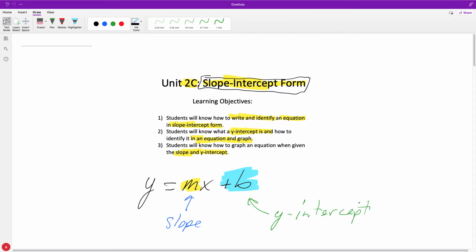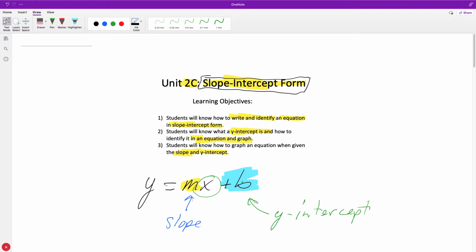That is something you will have to be able to identify. If you notice, the slope is being multiplied by our variable x, and the y-intercept is just what's being added or subtracted at the end. So it's our constant in this equation. Our slope, m, is multiplied by our x, so it's the coefficient of our variable x. And that b, our y-intercept that you'll have to identify, is the constant.